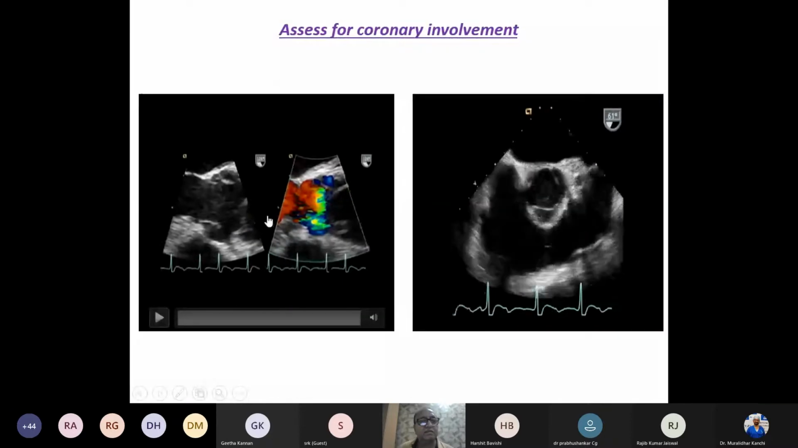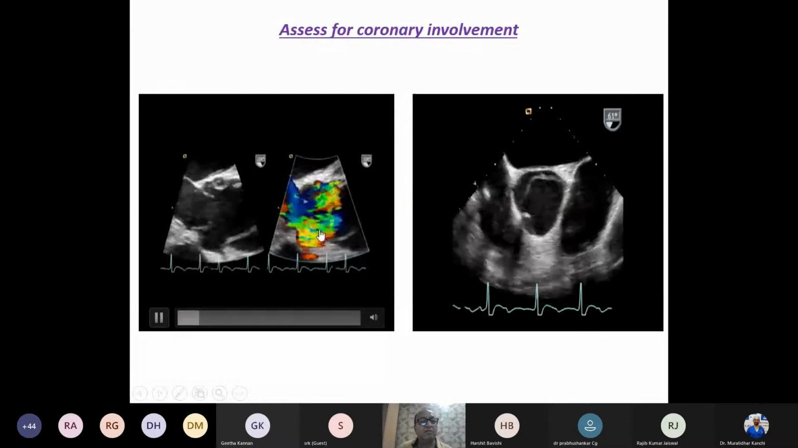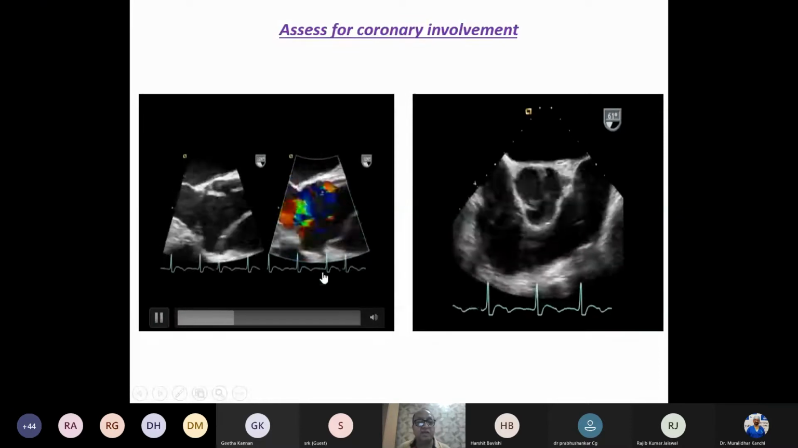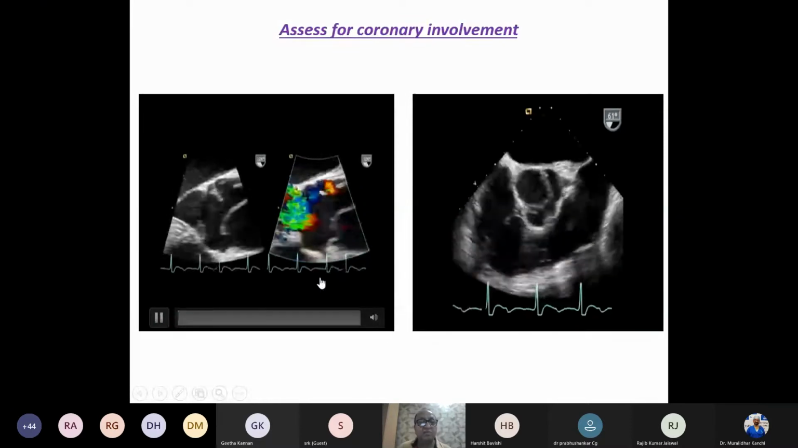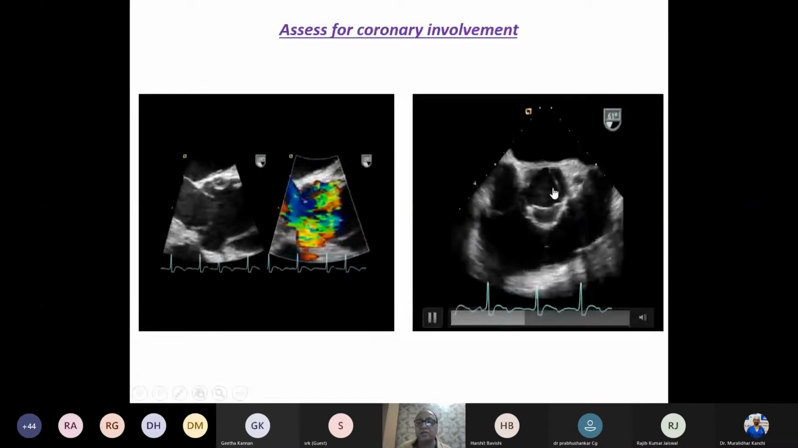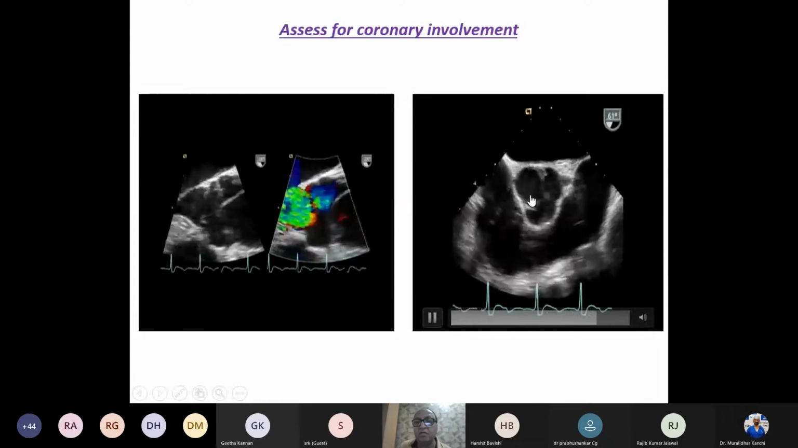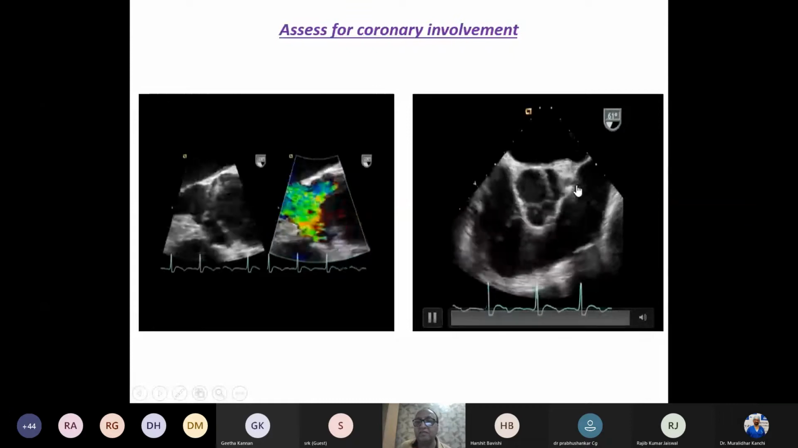Now, the most important point is you have to assess the involvement of the coronary arteries. Important. In the long axis view, of course, you can make out the right coronary artery origin here. In the short axis view, you can withdraw the probe until the point of disappearance of the aortic valve leaflets. I can see that this is the left main artery.